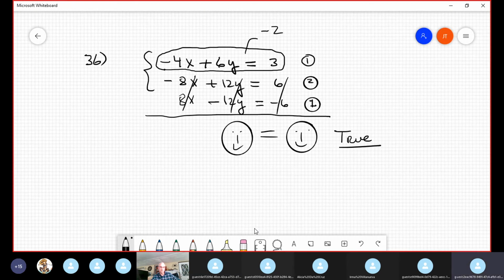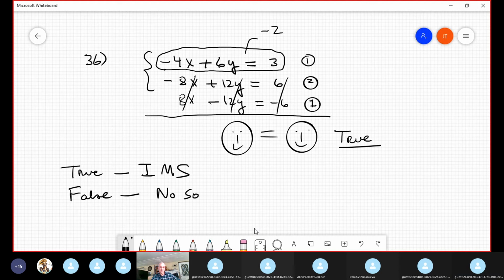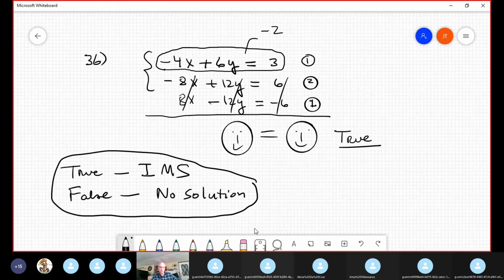We have no solution, infinitely many solutions, or a unique solution? True means infinitely many solutions. Keep in mind, infinitely many solutions is true. False is no solution. Please keep in mind. In this case, true is infinitely many solutions.